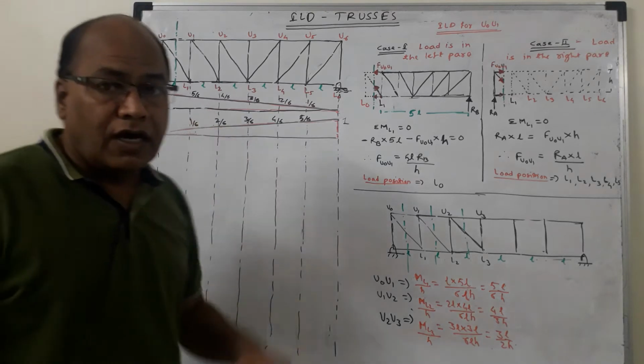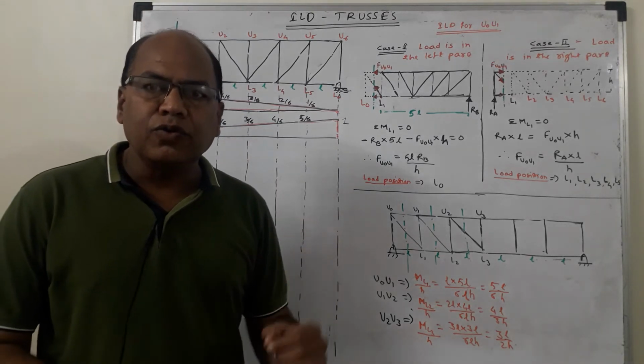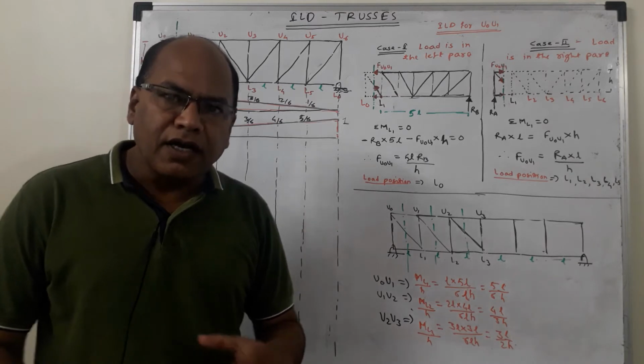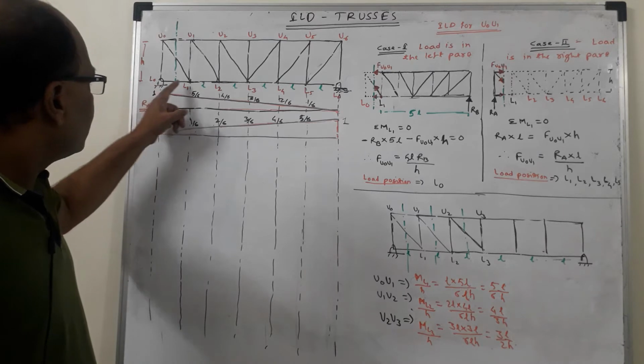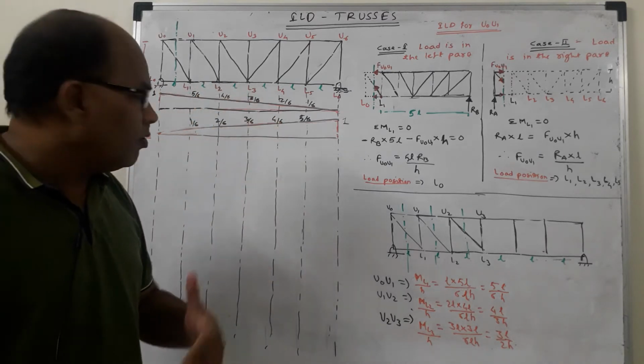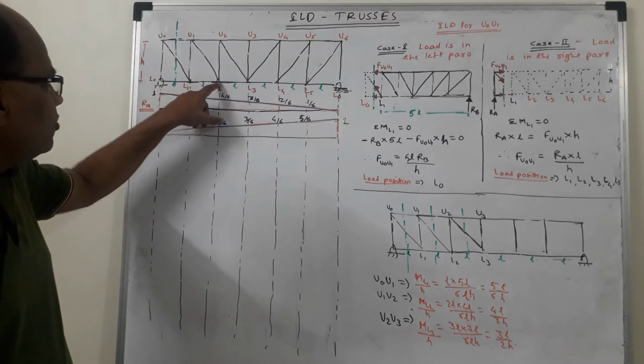Now let us consider that this truss is a through type of truss. So in case of a through type of truss, the load moves along the bottom chord panel points. The load positions are like this: L0, then L1, then L2 and then L3.